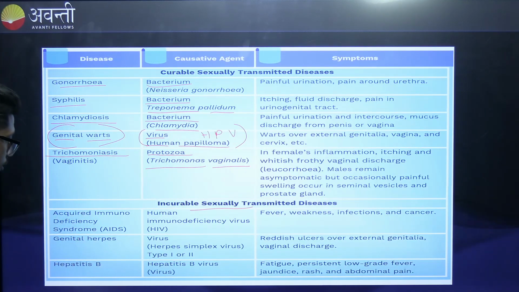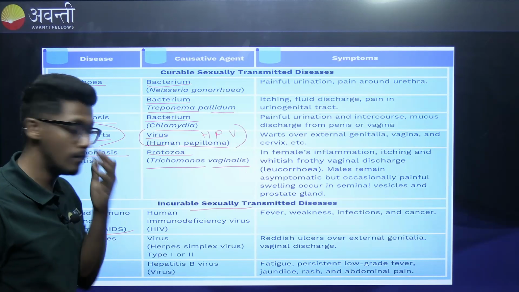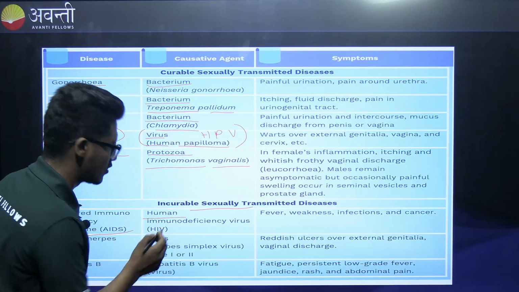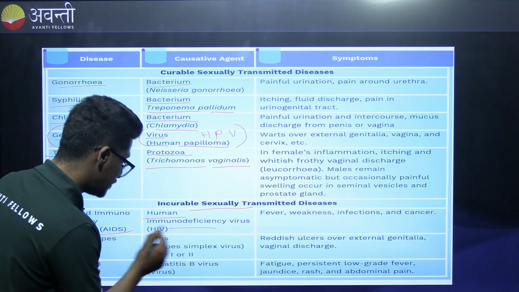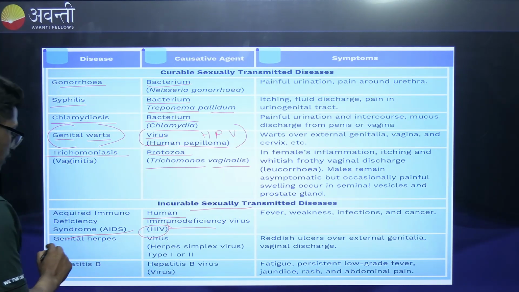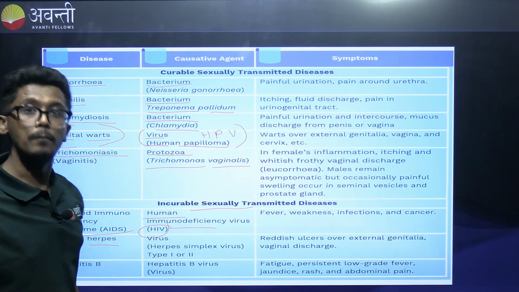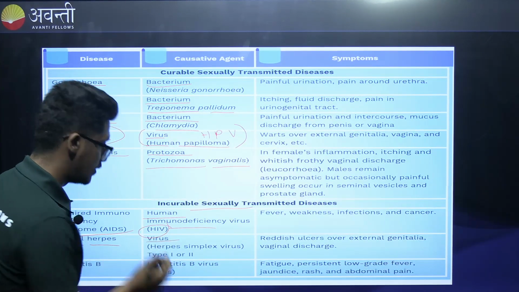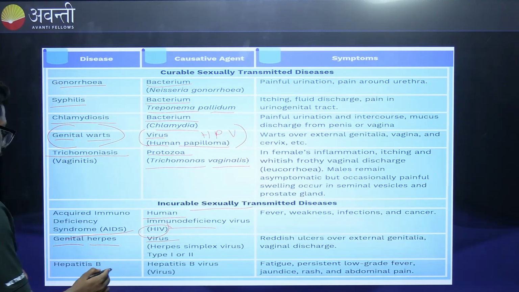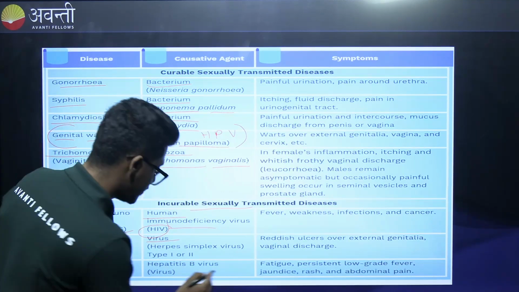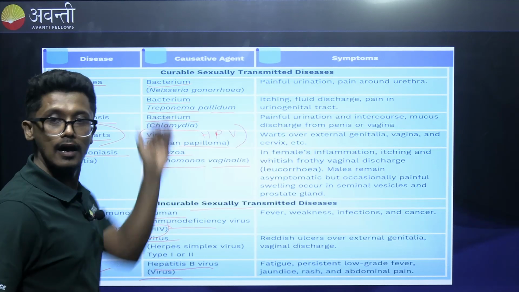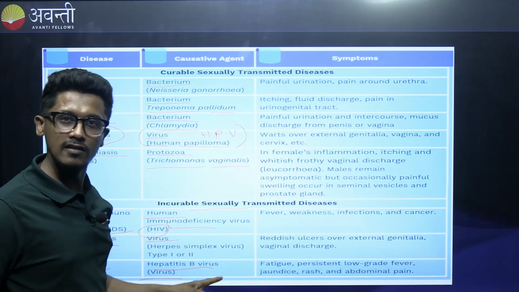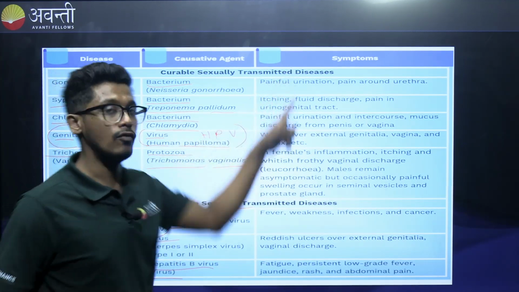Second list, you have HIV, AIDS, that is acquired immunodeficiency syndrome, which is caused by a virus called HIV, human immunodeficiency virus. So this is also a viral disease. Next one, you have genital herpes. Herpes simplex virus is the causative agent, so this is also a viral disease. Next one, you have hepatitis B. Hepatitis B virus, this is also a viral disease. So 1, 2, 3, 4, four are viral diseases, and the respective bacterial or protozoan diseases are given, and their following symptoms are given.